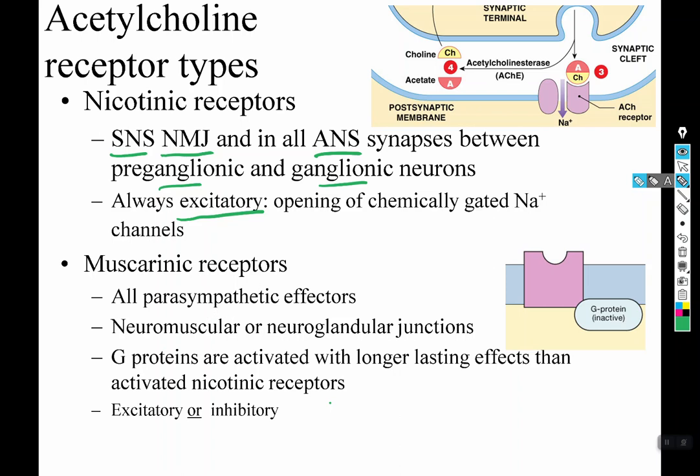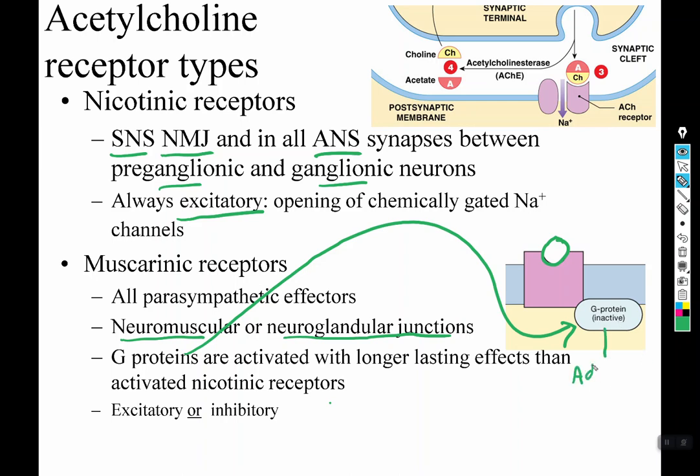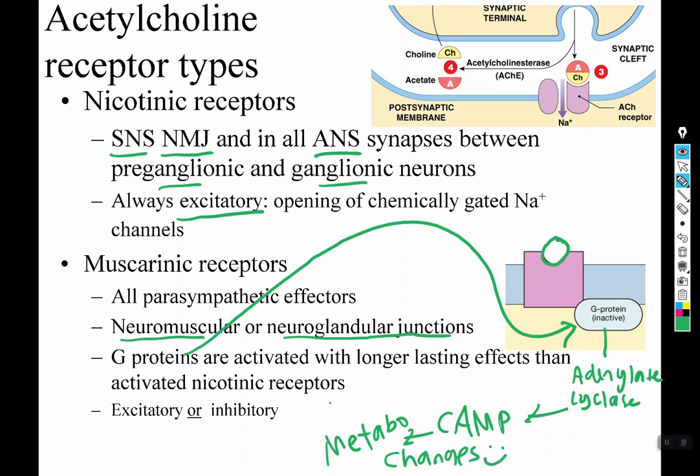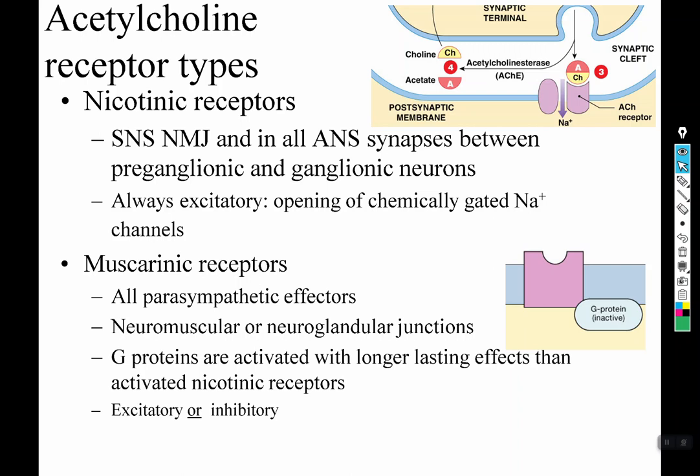And these are not ion channels. These are activated with second messenger cascade processes. So acetylcholine would bind to here, or muscarinic in some cases, and wake up this little G protein. And then we've got adenylate cyclase again, and then cyclic AMP, and then metabolic changes. And one of the reasons that this is beneficial is because as long as cyclic AMP remains elevated within the cell and is not discarded or destroyed, the effects will persist. So that allows for a longer lasting effect. Interestingly, they can be excitatory or inhibitory depending on the cell they are activated in. So, yeah, that's what depending on effector means.